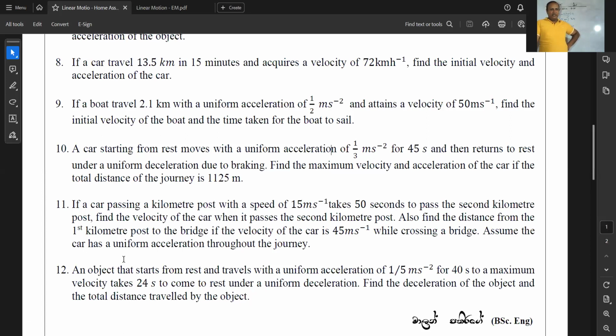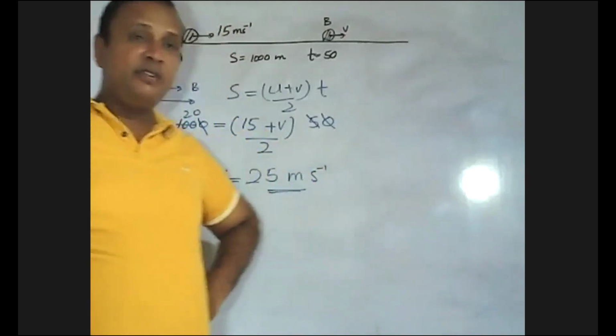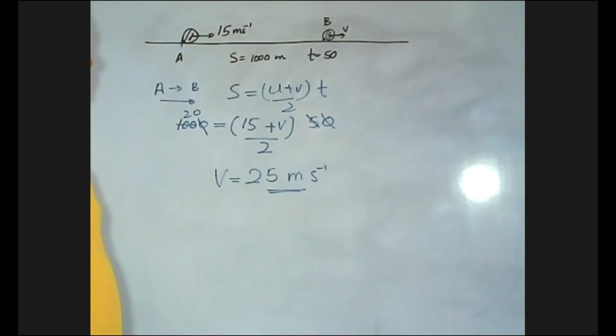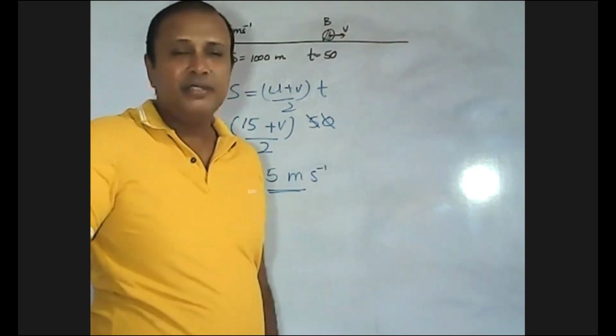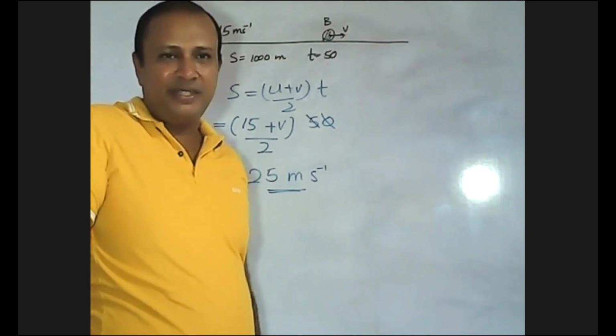Also, find the distance from the first kilometer post to a bridge, given that the velocity of the car is 45 m s^-1 while crossing the bridge. Has anyone done that question? Using equations of linear motion, have you done the second part? Yes. Good.